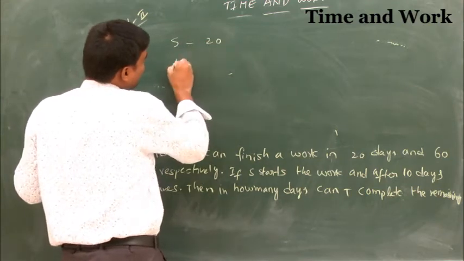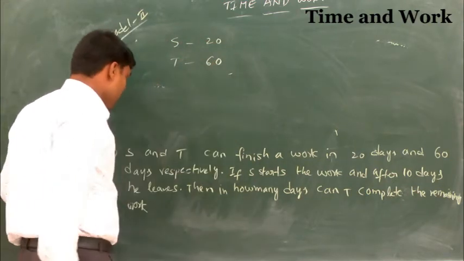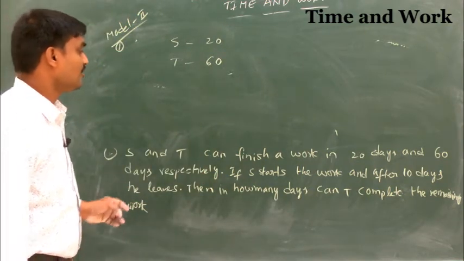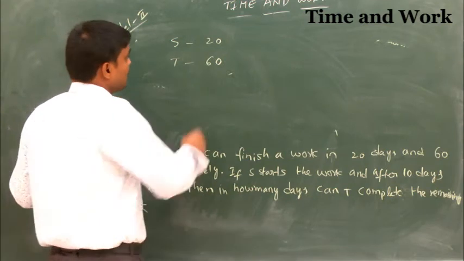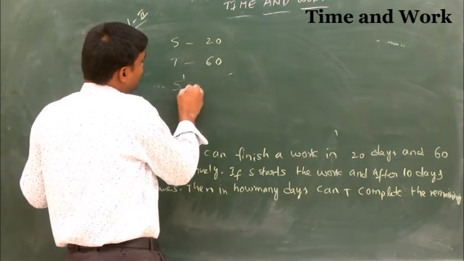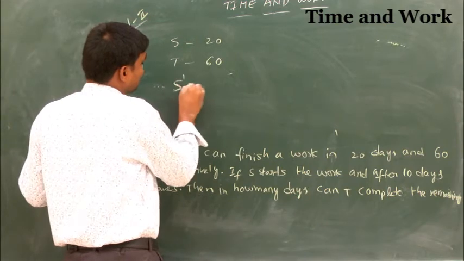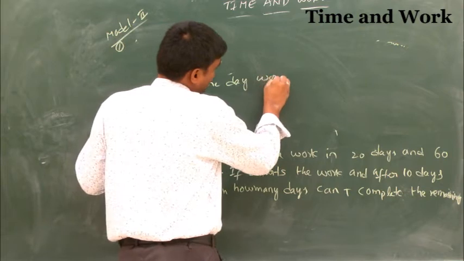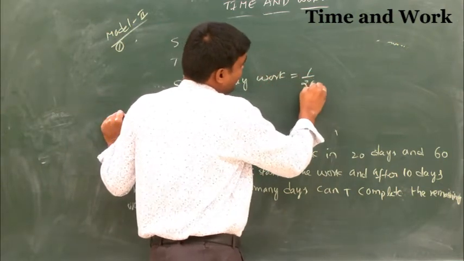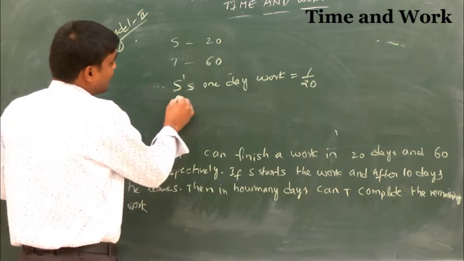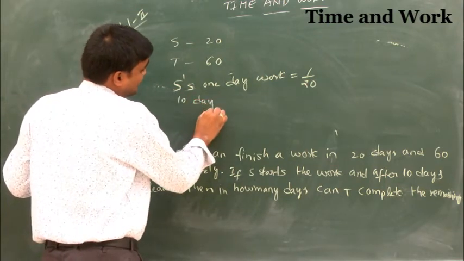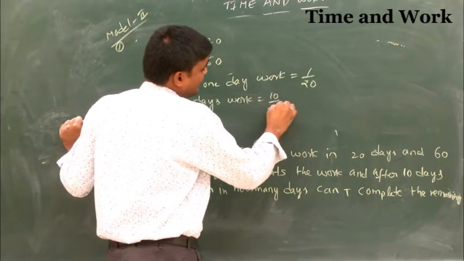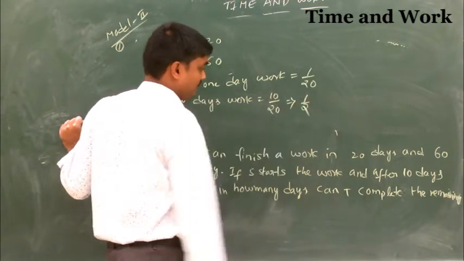S takes 20 days, T takes 60 days. Who started? S starts the work. After 10 days he leaves. So S's 1 day work is 1 by 20. So 10 days work is 10 by 20, so that is the half.